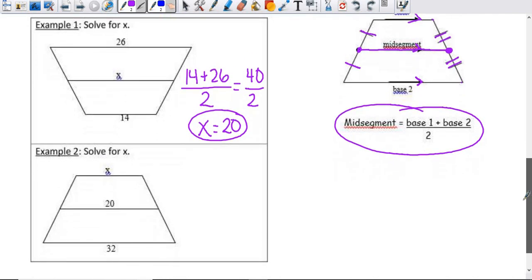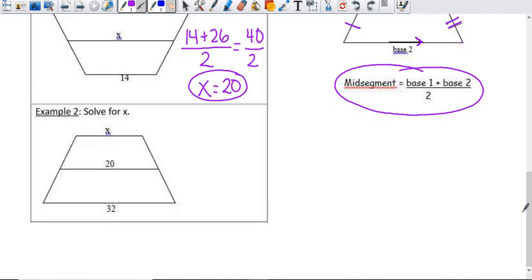What you will most likely get with mid-segment problems is going to probably look like this, example number 2, where we are going to solve for x. Well, you would do it the exact same way, except where your x is going to be is different. So I add my bases, which happens to be x and 32 this time. I add my bases, divide by 2, and that should be equal to my mid-segment. That setup is the exact same. You just put your x where the part that you are trying to find is. In this case, it's one of our bases.